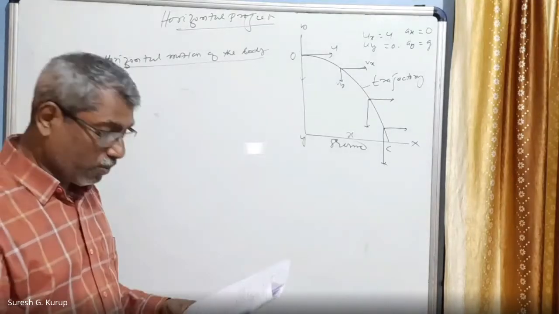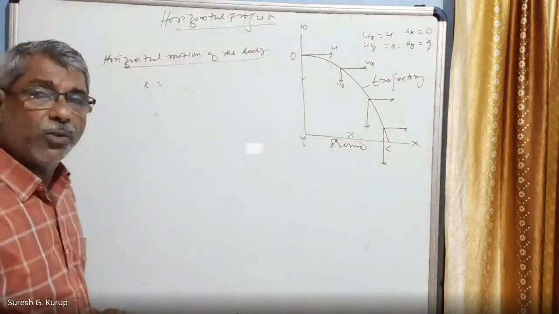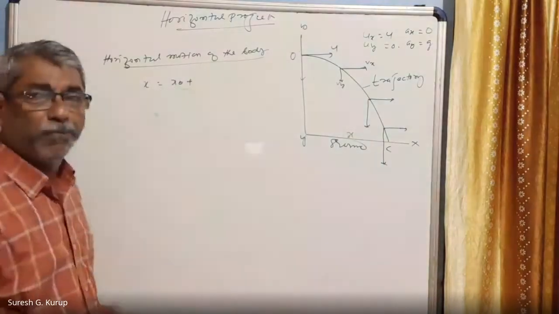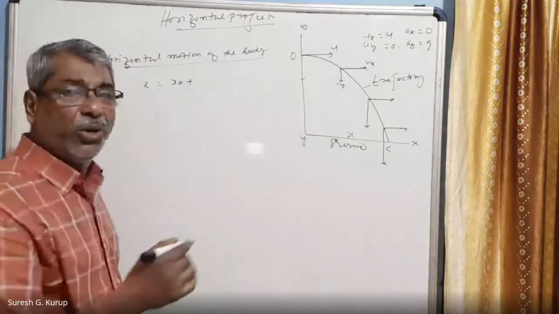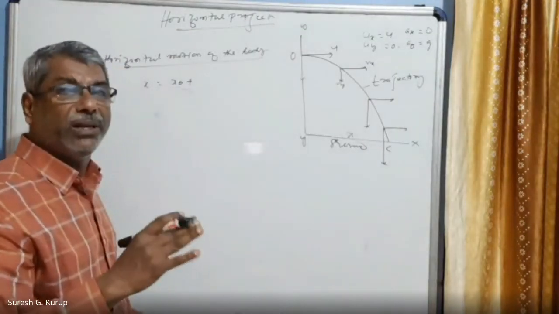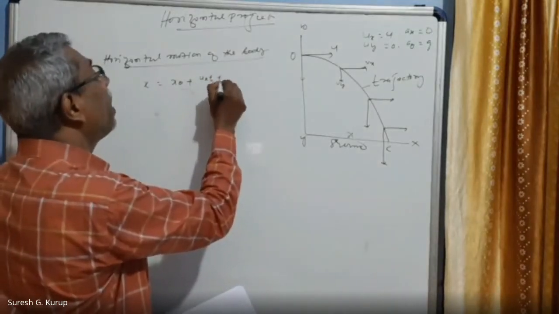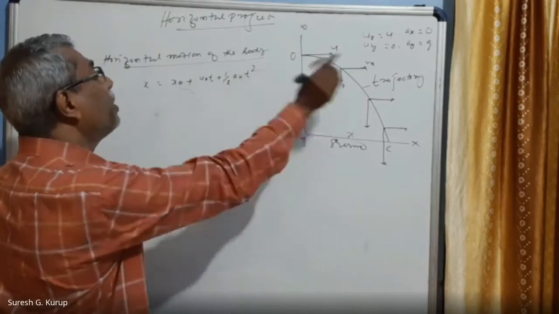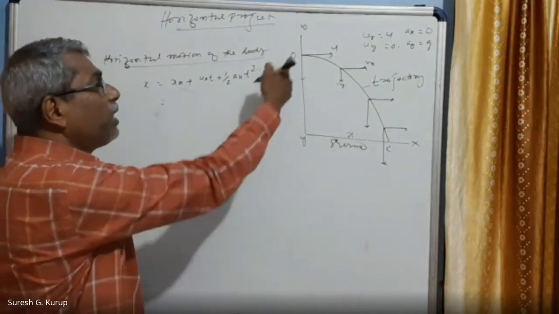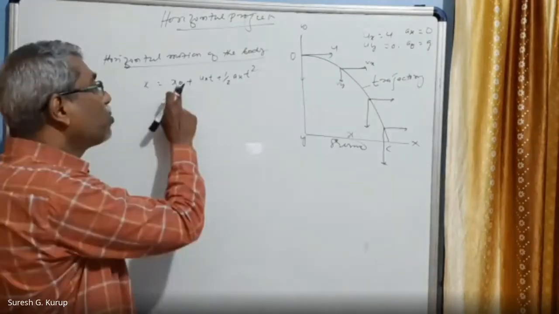For horizontal motion of the body, we can write x is equal to x0 plus ut plus half a t square. Here x means total displacement in time t in the horizontal direction, and x0 means initial displacement on the x-axis. That is x0 plus ux into t plus half ax into t square. At the initial time t is equal to 0, the body was at the origin only. Therefore, x0 is equal to 0.